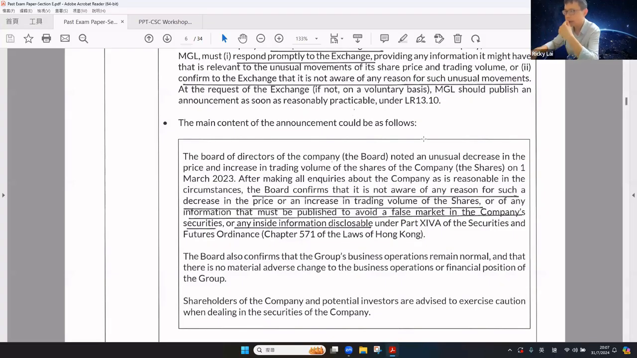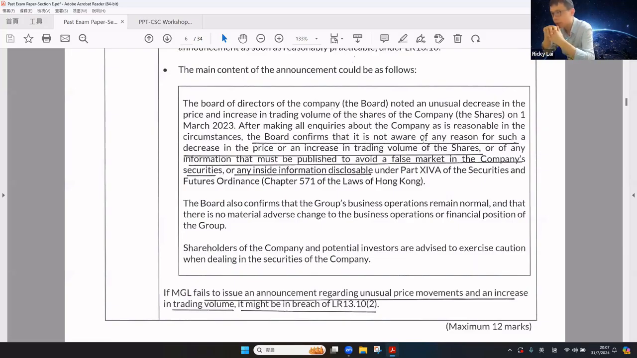The board also confirmed that the group's business operations remain normal, and there is no material adverse change to the business operation or financial position of the group. Finally, the warning. Shareholders of the company and potential investors are advised to exercise caution when dealing in the securities of the company. If the company fails to issue the announcement regarding unusual price movement and an increase in trading volume, that is a breach of the listing rule.